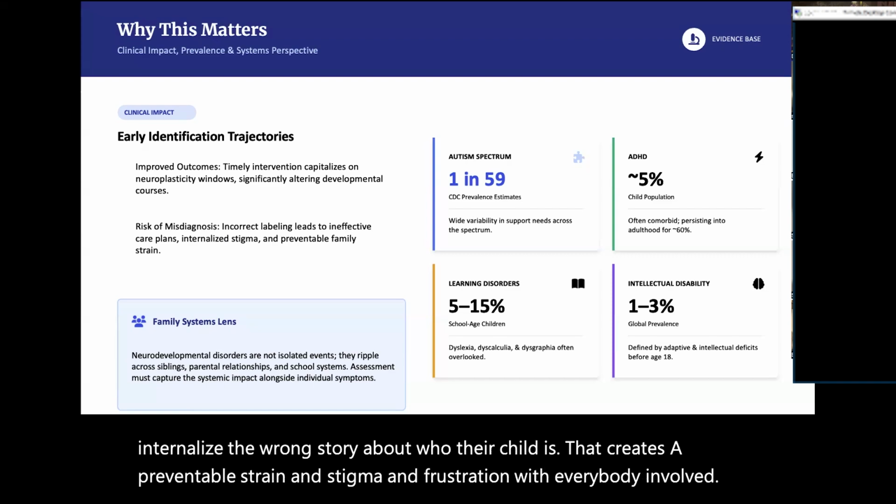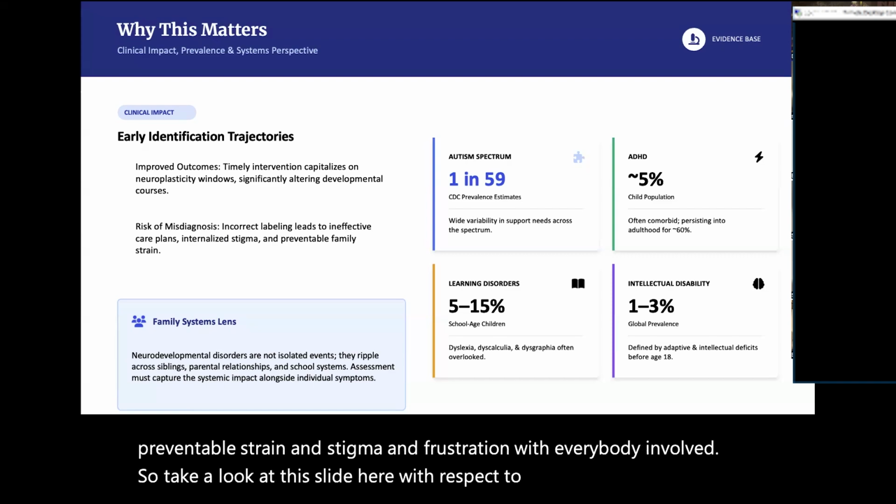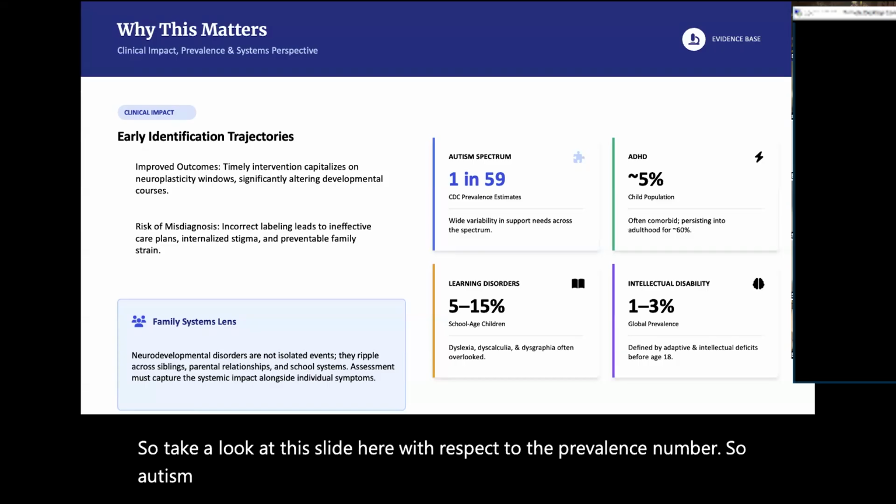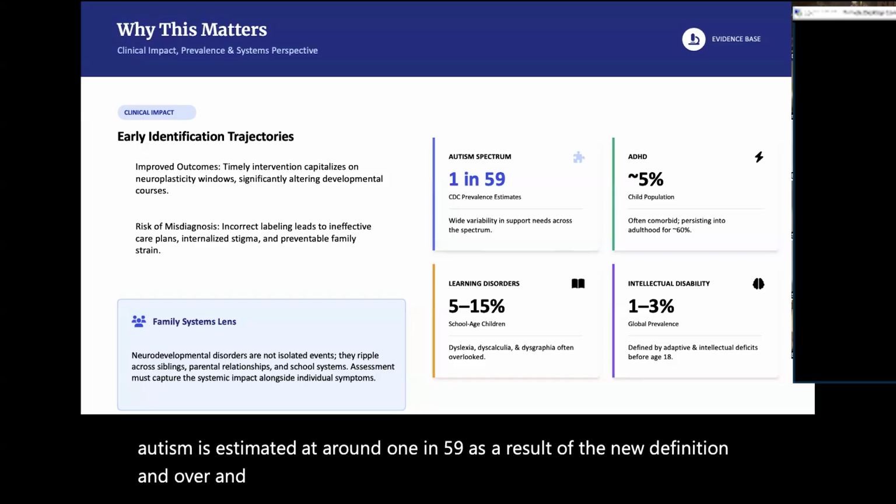Take a look at this slide here with respect to the prevalence numbers. Autism is estimated at around 1 in 59 as a result of the new definition and new screening methods.